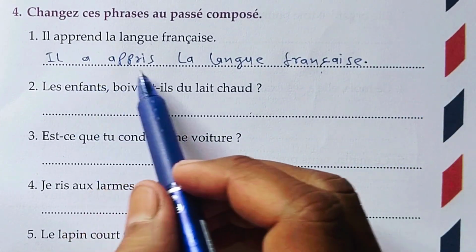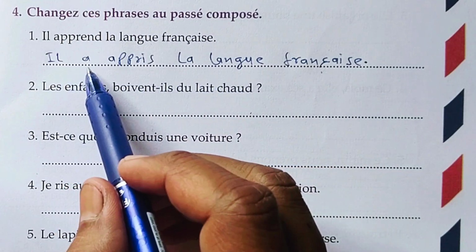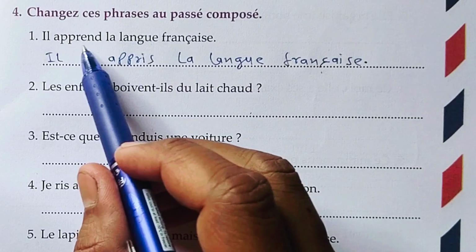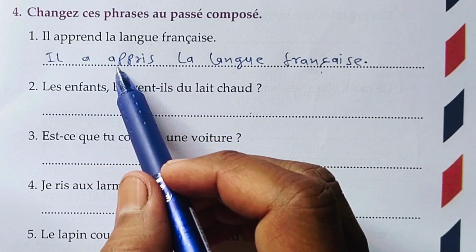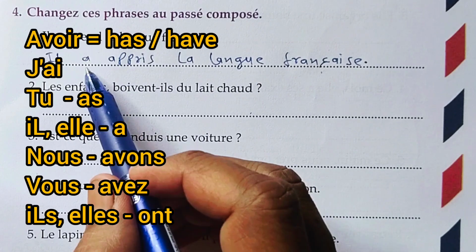Yes, so we can write il a appris la langue française. Okay, so this way we can do this exercise, right? Here I take the present conjugation of the word that you already know, and then we take the past form of apprendre. Apprendre means to learn. It's an re category word, an irregular word, so it has a specific past form, appris. Okay, now the conjugation of avoir, I repeat for you.